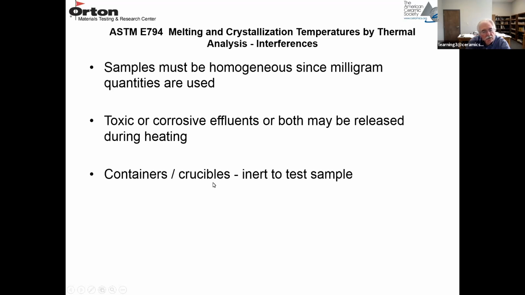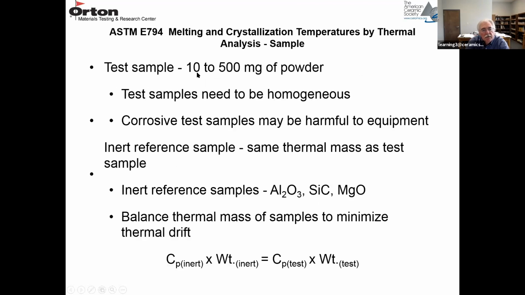And the containers and crucibles that are holding your samples, whether it's the inert sample or the unknown sample, have to be inert. So your test sample is between 10 and 500 milligrams of powder. So half a gram is a large sample. I mentioned the samples have to be homogeneous, and they can't react with the equipment, especially the sample holders or crucibles, so they can't be corrosive to the equipment.